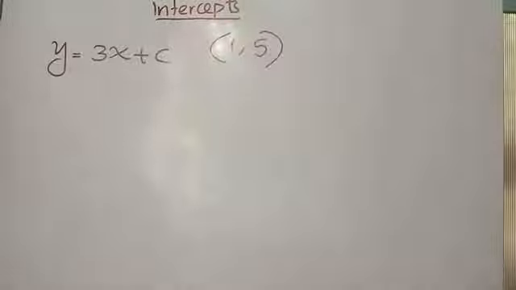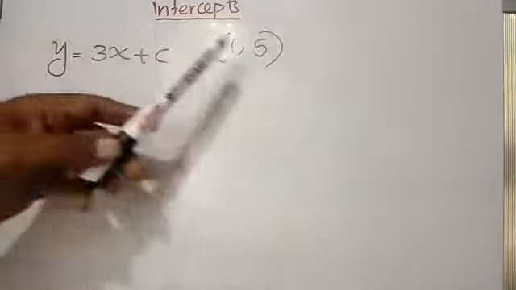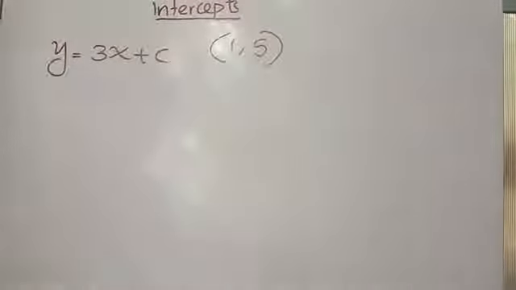We have another question: y is equal to 3x plus c, in which the line passes through a point (1, 5). This line passes through a point (1, 5). Find the value of c. That means find the y-intercept.